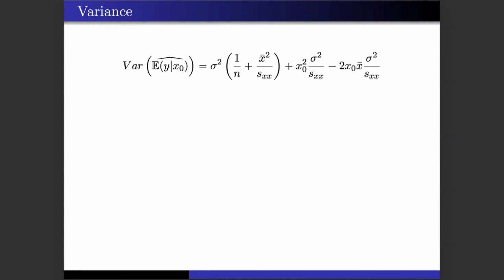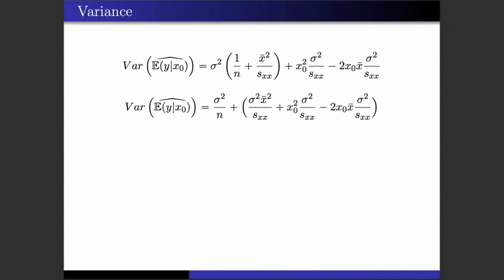And in the next step, what we do is we write the first term separately and group all the remaining terms together. And we have sigma square divided by n, which is the first term, and all the other remaining terms together, which is sigma square times x bar square divided by sxx plus x naught square sigma square divided by sxx, which is the third term, and the last term, which is negative 2 x naught x bar sigma square divided by sxx.